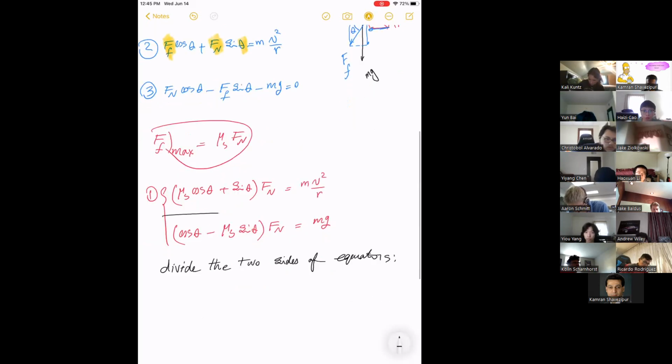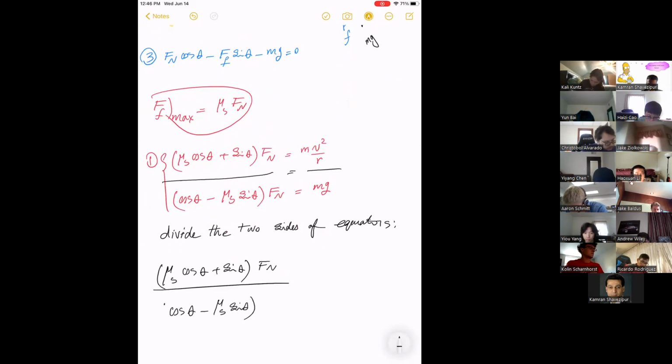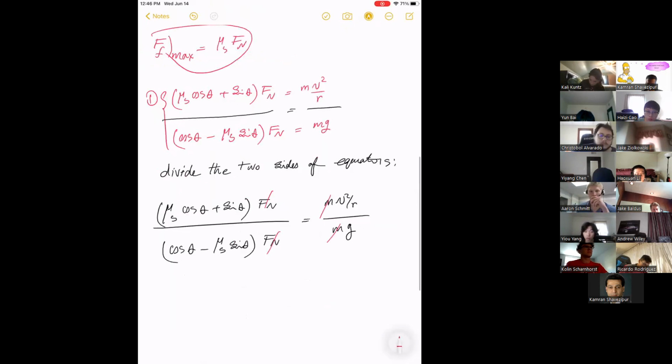Which means this divided by this equals this divided by this. If I do that, from the left side, you're going to get mu s cosine theta plus sine theta, F_n, divided by cosine theta minus mu s sine theta, F_n, equals m v squared over r divided by mg. Now, I'm not going to continue because we're almost done with the time, but if you cancel out this and this and this and this, all you have is an equation in terms of theta, okay?